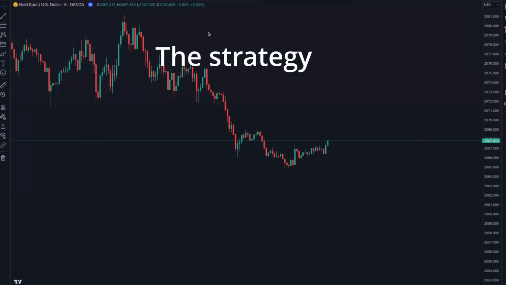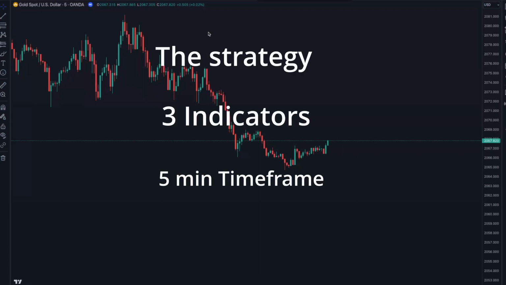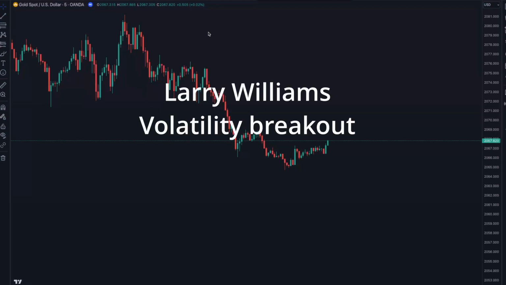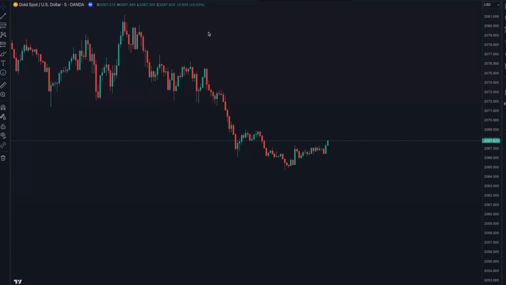The strategy is a combination of three indicators. It is based on the 5-minute time frame and it's called the LW volatility breakout. LW from Larry Williams, of course. Although, as I said earlier, it is really hard to say whether this strategy has any common elements with the one he used to win the cup.